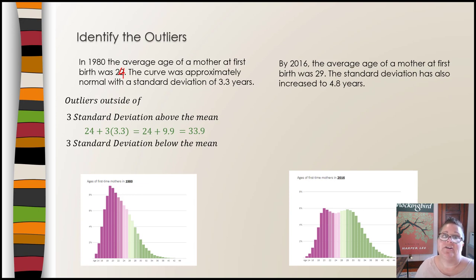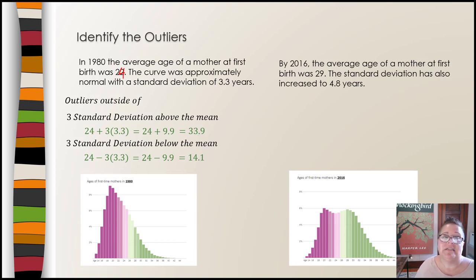Similarly, 3 standard deviations below the mean, or 24 minus 9.9, would have also been an outlier. So if someone had their first baby before they turned 14, that also would have been considered an outlier in terms of data.